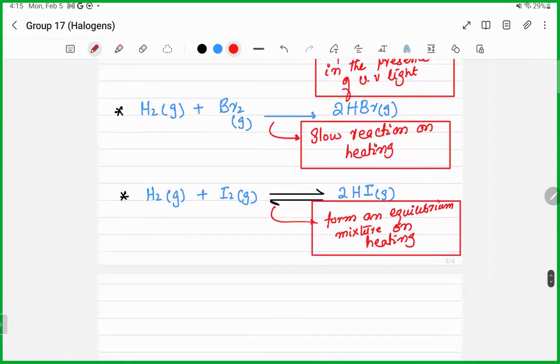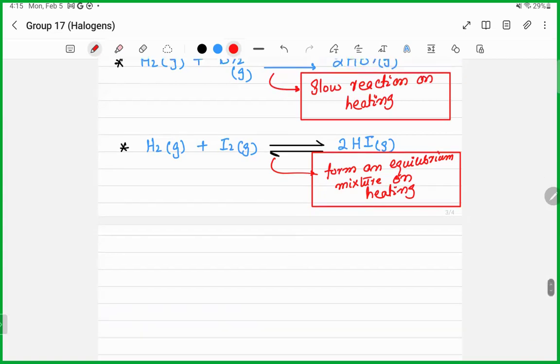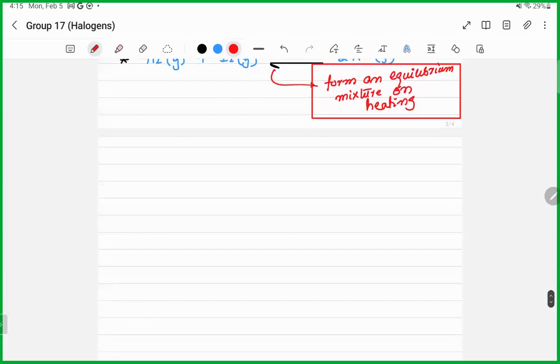Iodine forms an equilibrium mixture because the temperature required for the reaction is sufficient for the decomposition of the product. So as you heat it to make it react, the product starts decomposing. Okay, so that's how this reaction is a reversible reaction.